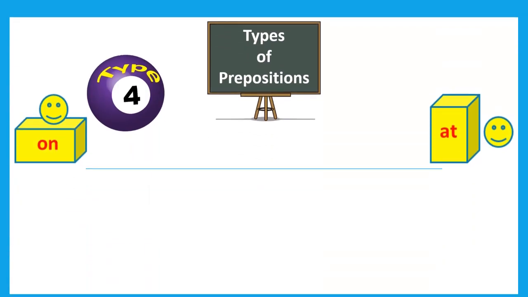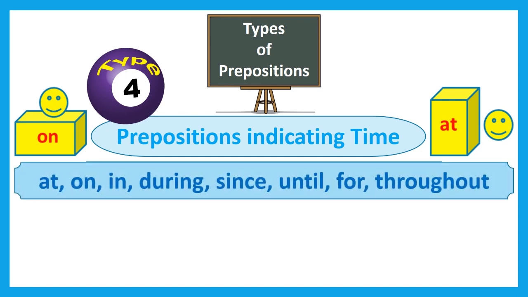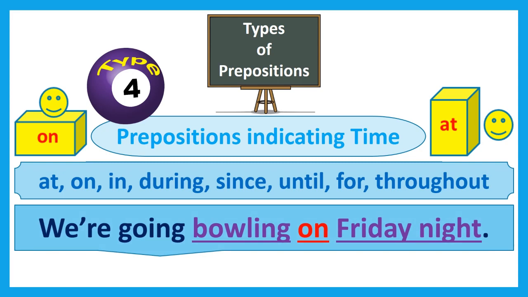Type 4. Prepositions indicating time. See the examples of common prepositions of time. Consider the following sentence. We are going bowling on Friday night. In this sentence, the preposition on specifies a particular time, that is Friday night, for the activity bowling.